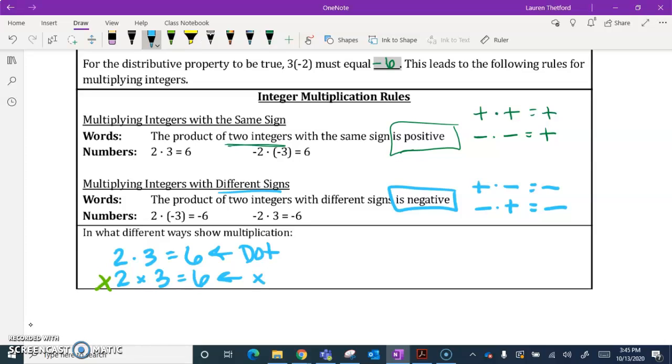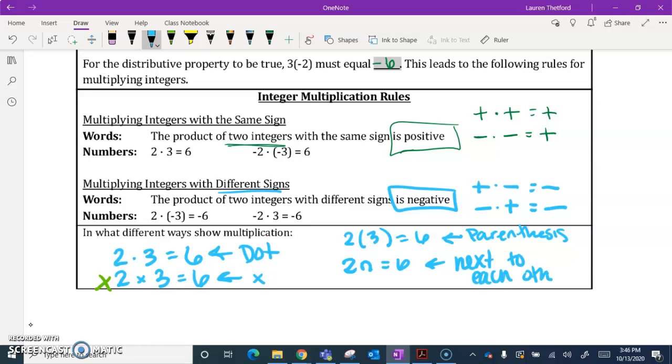Then there's the parentheses. So we have 2 times 3 equals 6. That's the parentheses method. And then if you have a letter, you just put it right next to it. Let's say that equals 6. So 2 times n equals 6. If it's right next to it, it's also multiplication. So there are many ways to show multiplication.